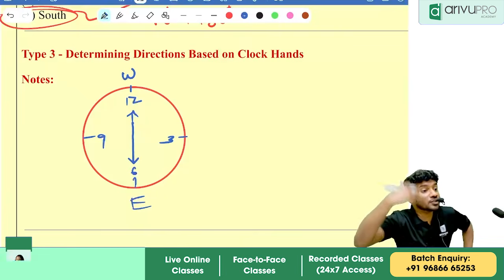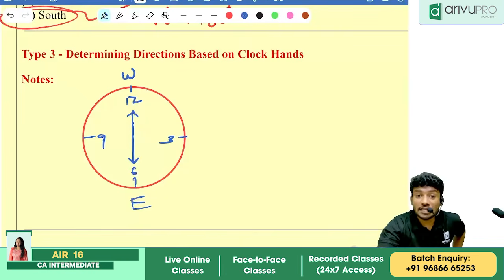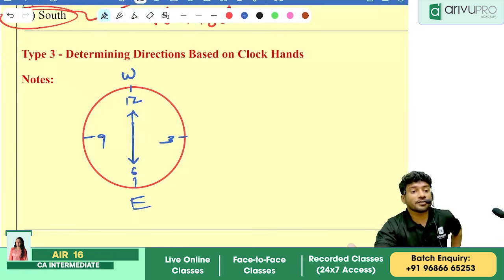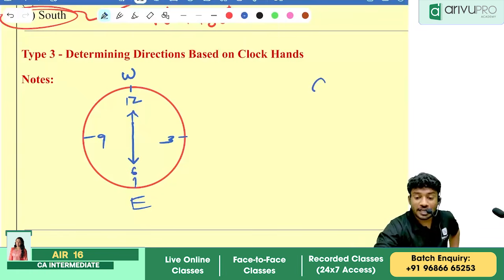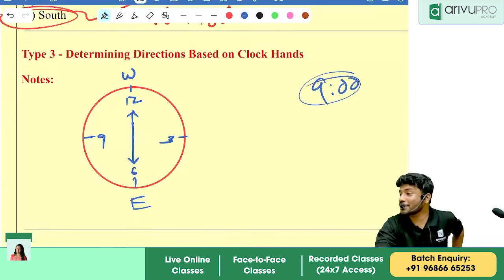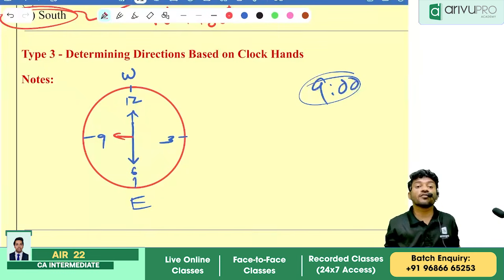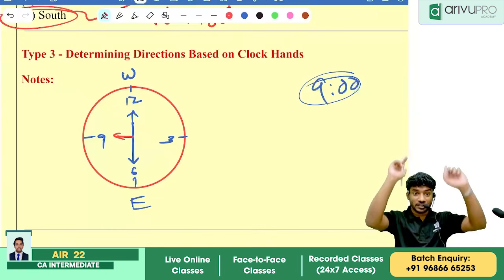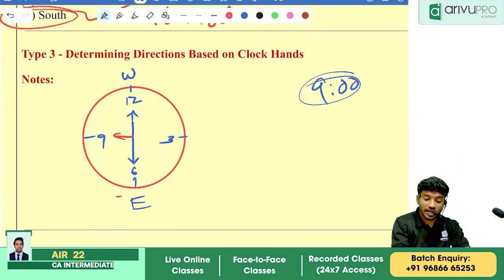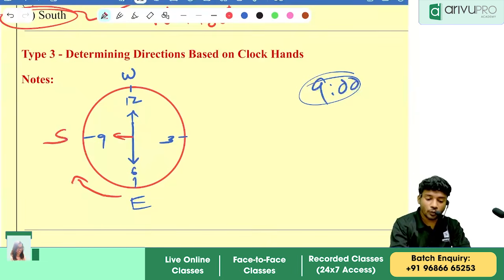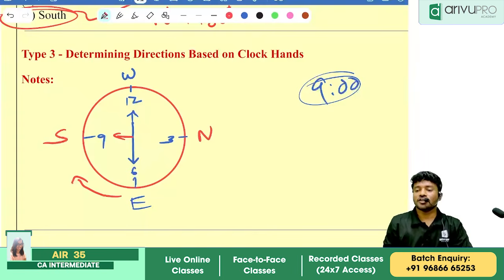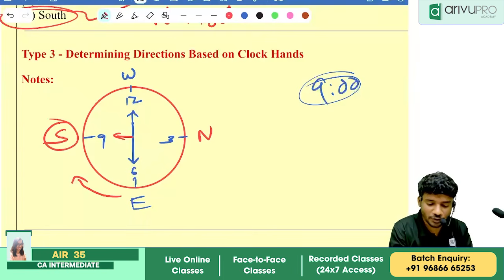Now my next question is, at 9 o'clock, the hour hand is looking towards what? It will be looking towards 9, right? But first of all, we don't know what is there. People, always remember, what is the right of east? South. Opposite of south is what? North. So right of east is south. So at 9 o'clock, it is looking towards which direction?